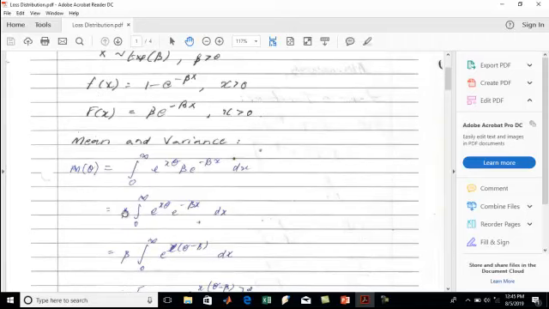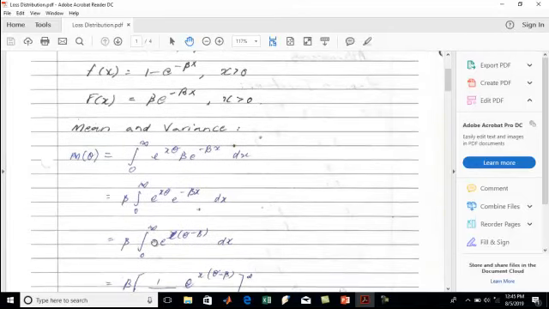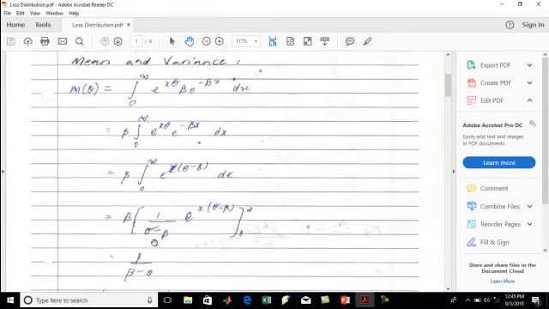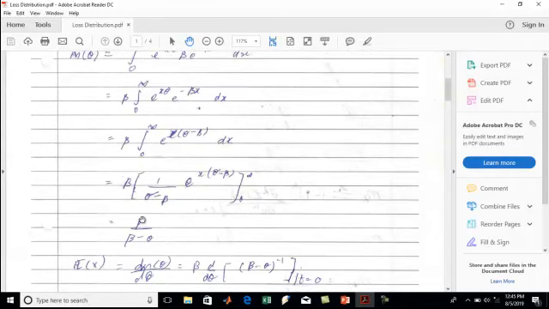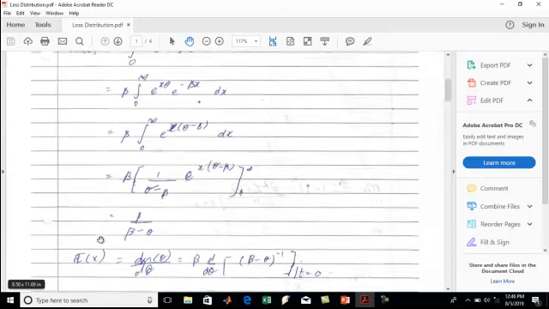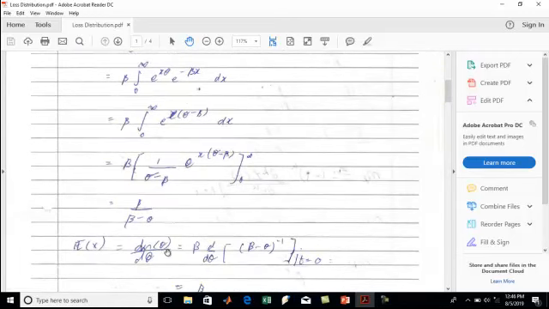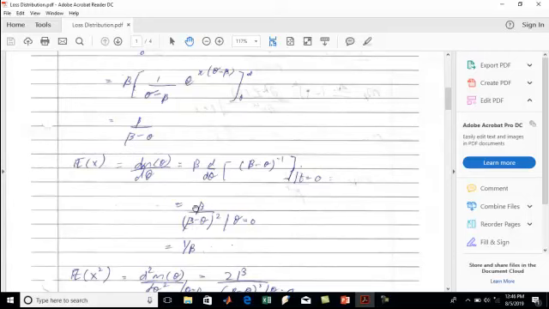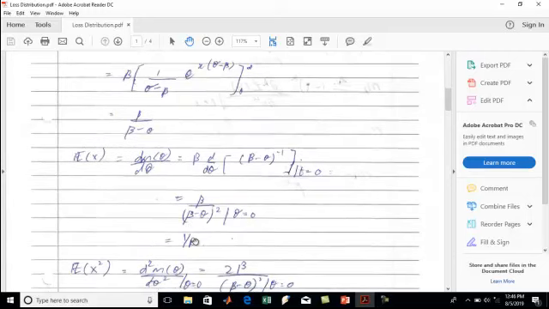When you integrate, you take the beta out, and you will soon find that the MGF is beta over beta minus theta. The mean of the exponential distribution is given by the first differentiation of the MGF with respect to theta, and you set theta to 0. So you get the mean to be 1 upon beta.